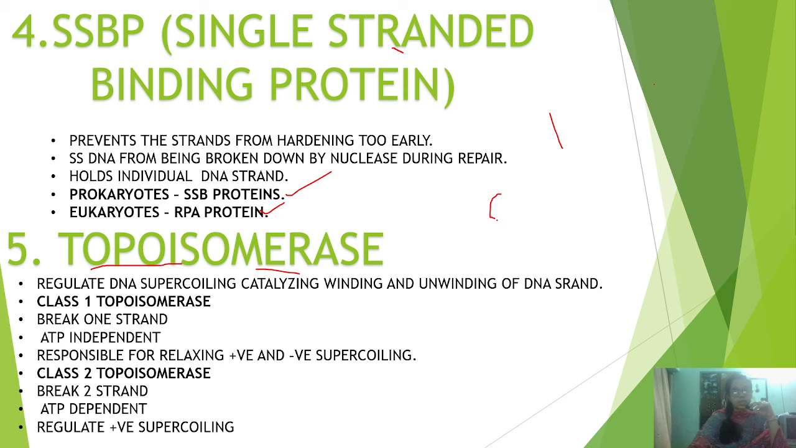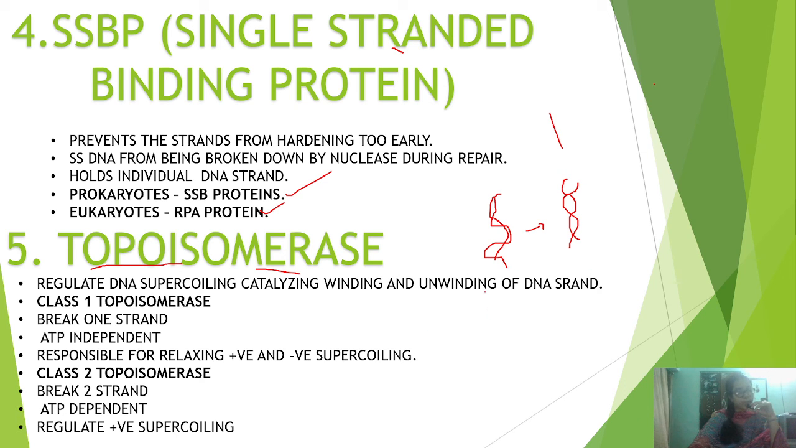Suppose this is the DNA strand. Okay, this is supercoiled. Okay, supercoiling is done. So what does DNA topoisomerase do? It mainly relaxes the DNA, and makes it tension free or stress free, so that DNA replication can take place smoothly.